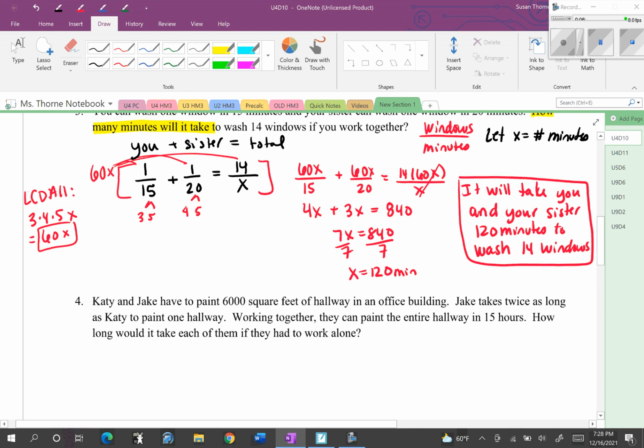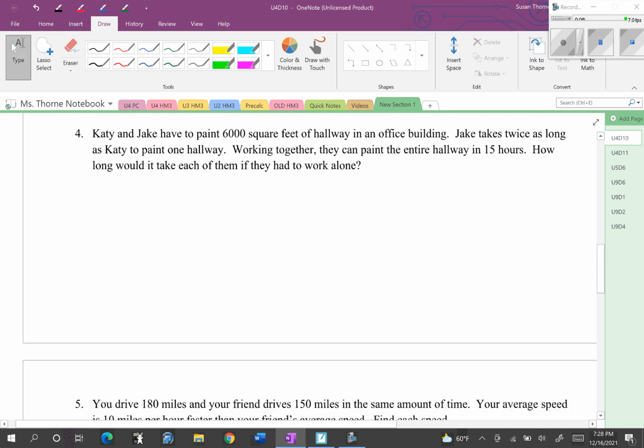All right, so let's look at the next one. Katie and Jake have to paint 6,000 square feet of hallway in an office building. Jake takes twice as long as Katie to paint one hallway. Working together, they can paint the entire hallway in 15 hours. How long would it take for each of them if they had to work alone?